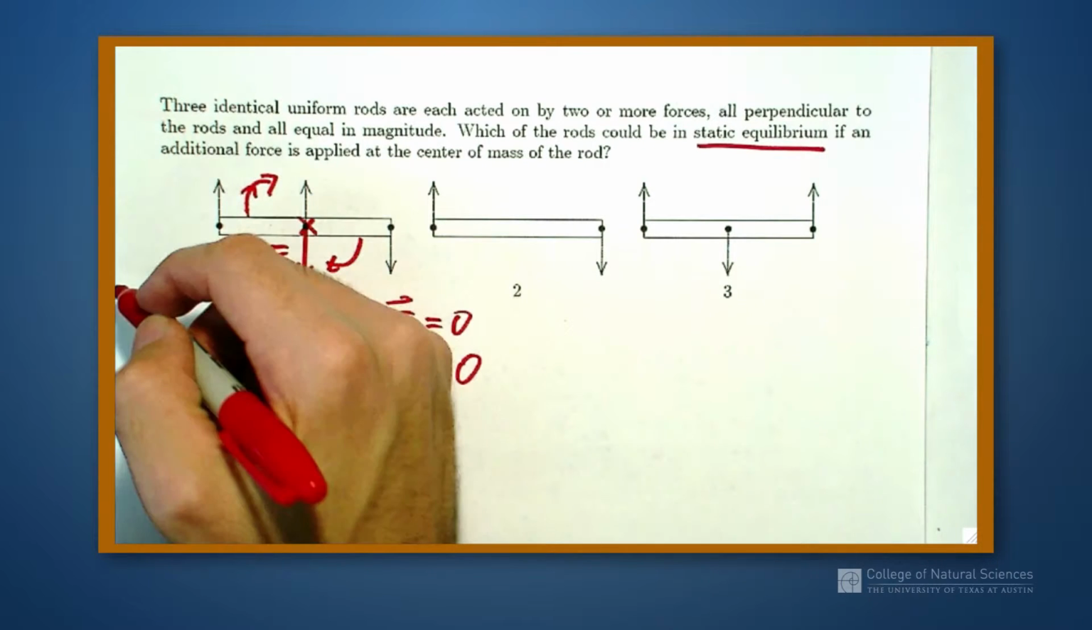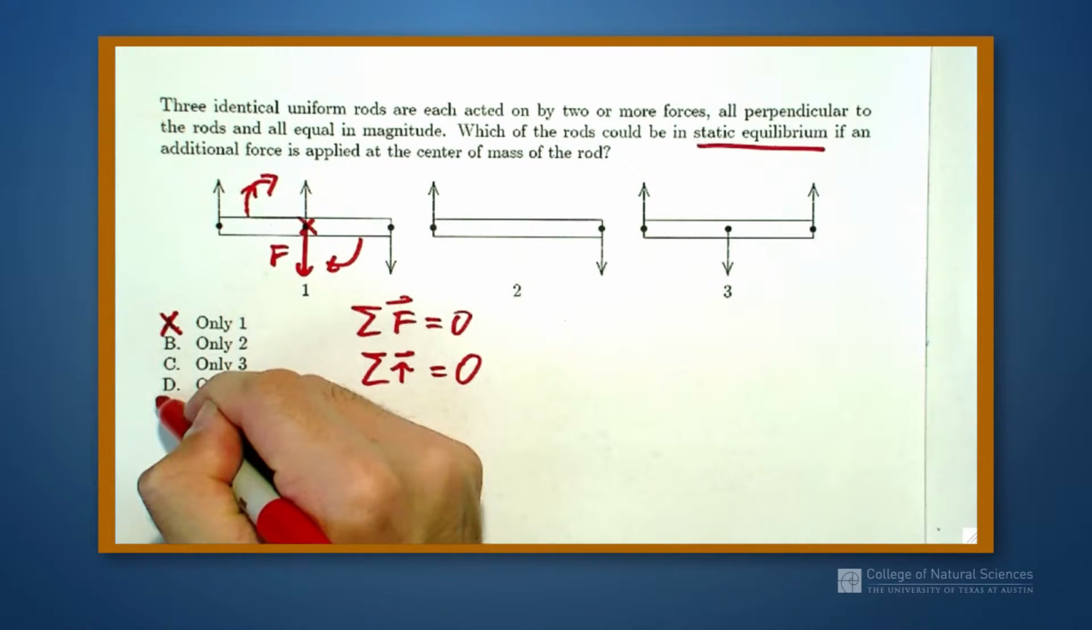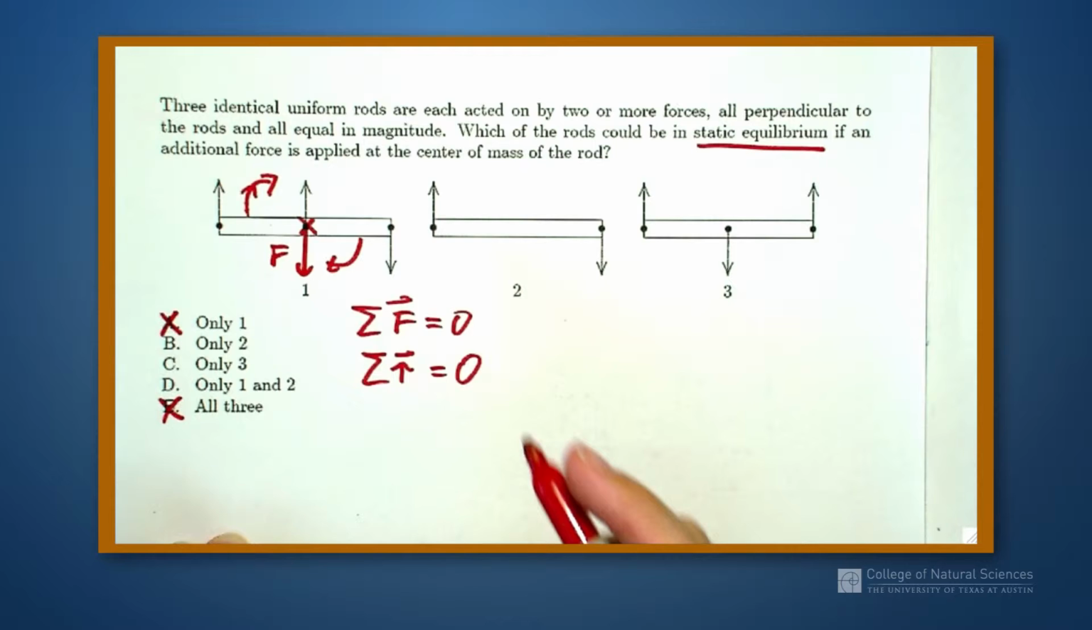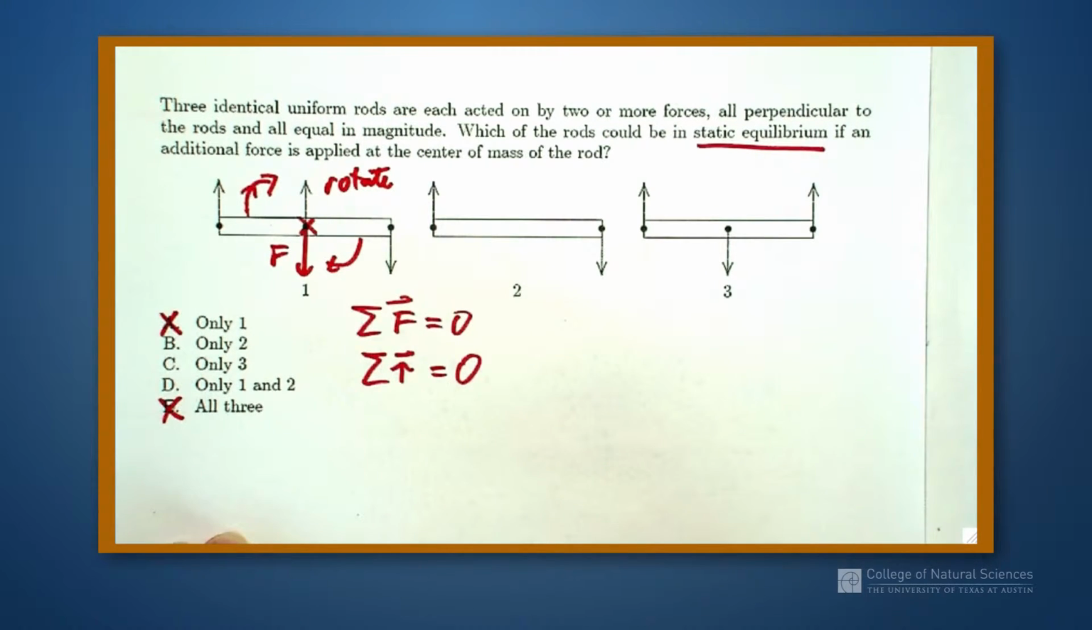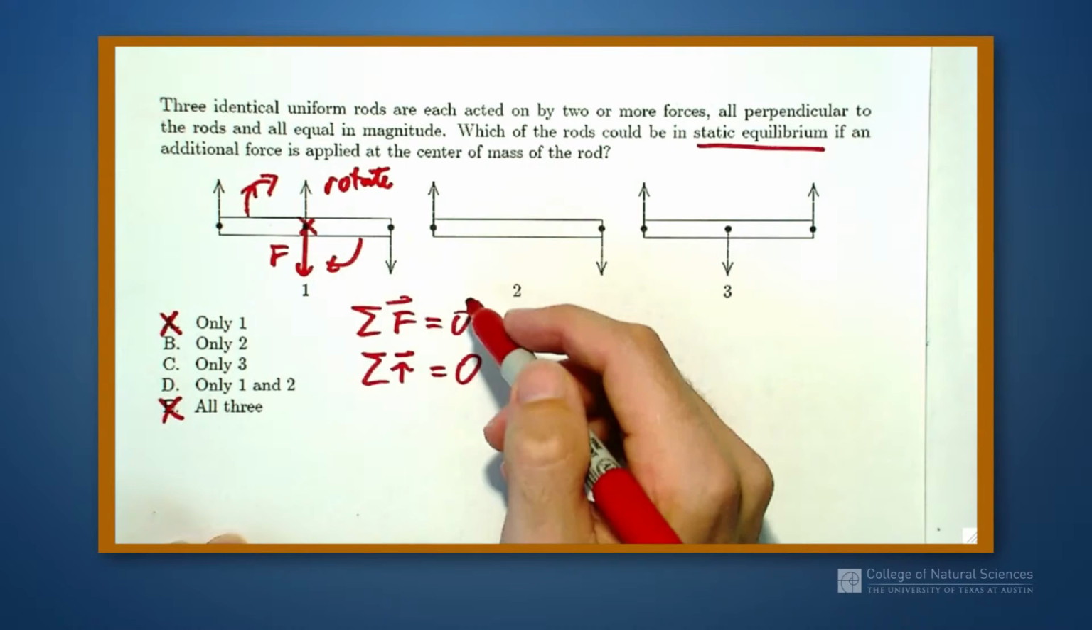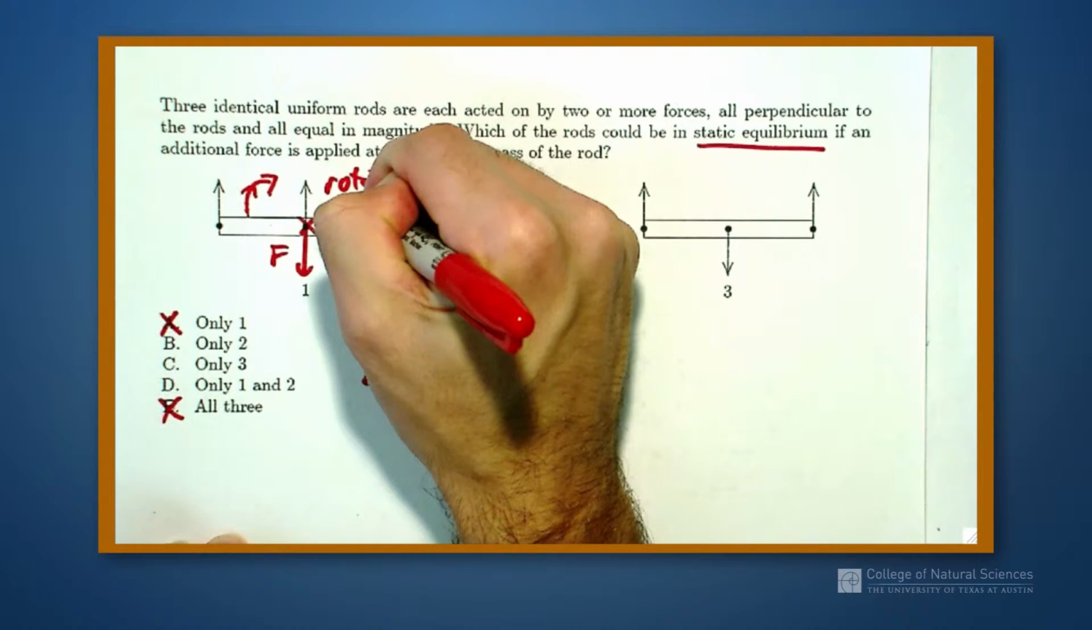So definitely can't be only one, and it can't be all three, because this one will always start to rotate. It'll always have a net torque not equal to 0.